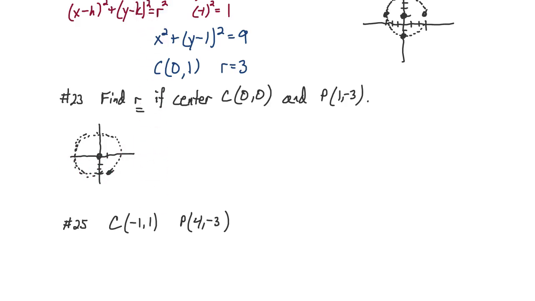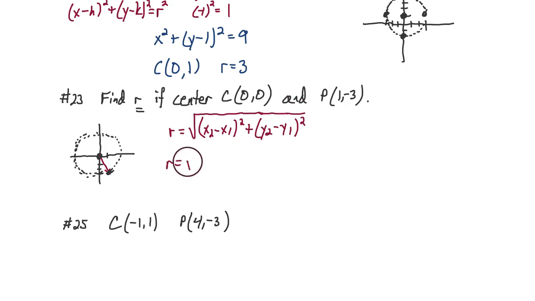We want to know the radius. Well, what is the radius? It is the distance between the center and the point. The radius is a distance between dots. We need the distance formula. So r equals square root x2 minus x1 squared plus, do you remember this part of the distance formula? y2 minus y1 squared.